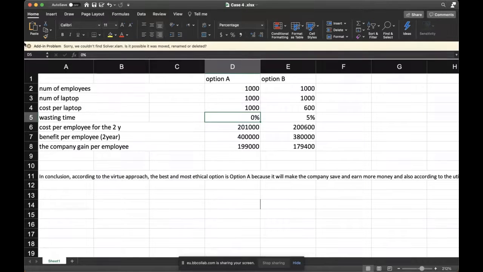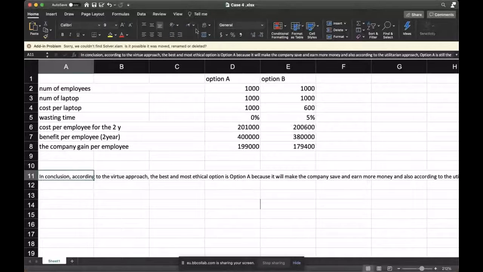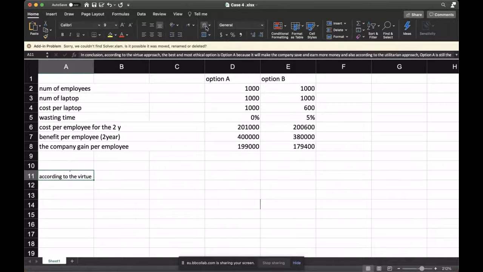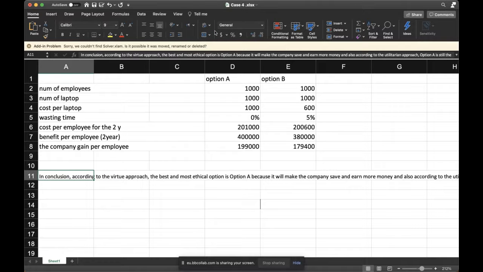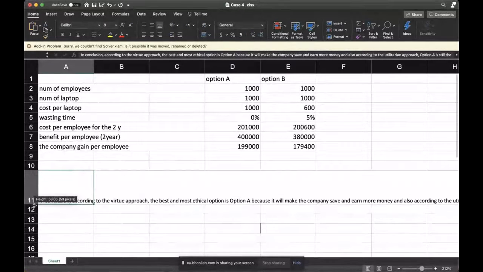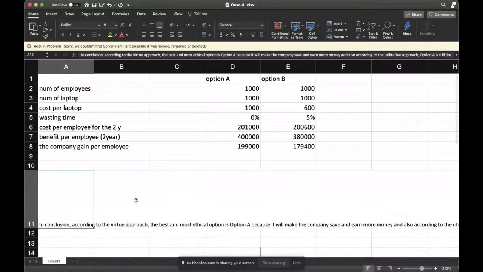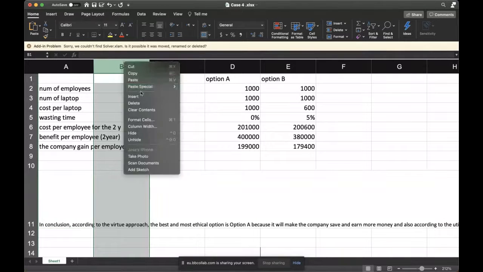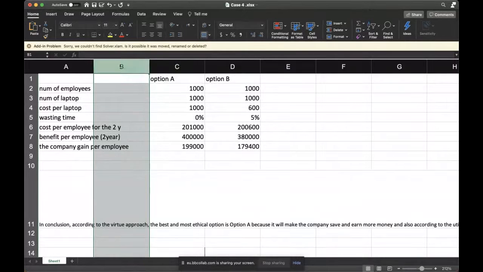So basically the company has two options, option A or option B. The number of employees is 1,000. So there are 1,000 employees for the company. The cost for the company, the cost for each employee is 1,000K, and the income generated is 2,000K.